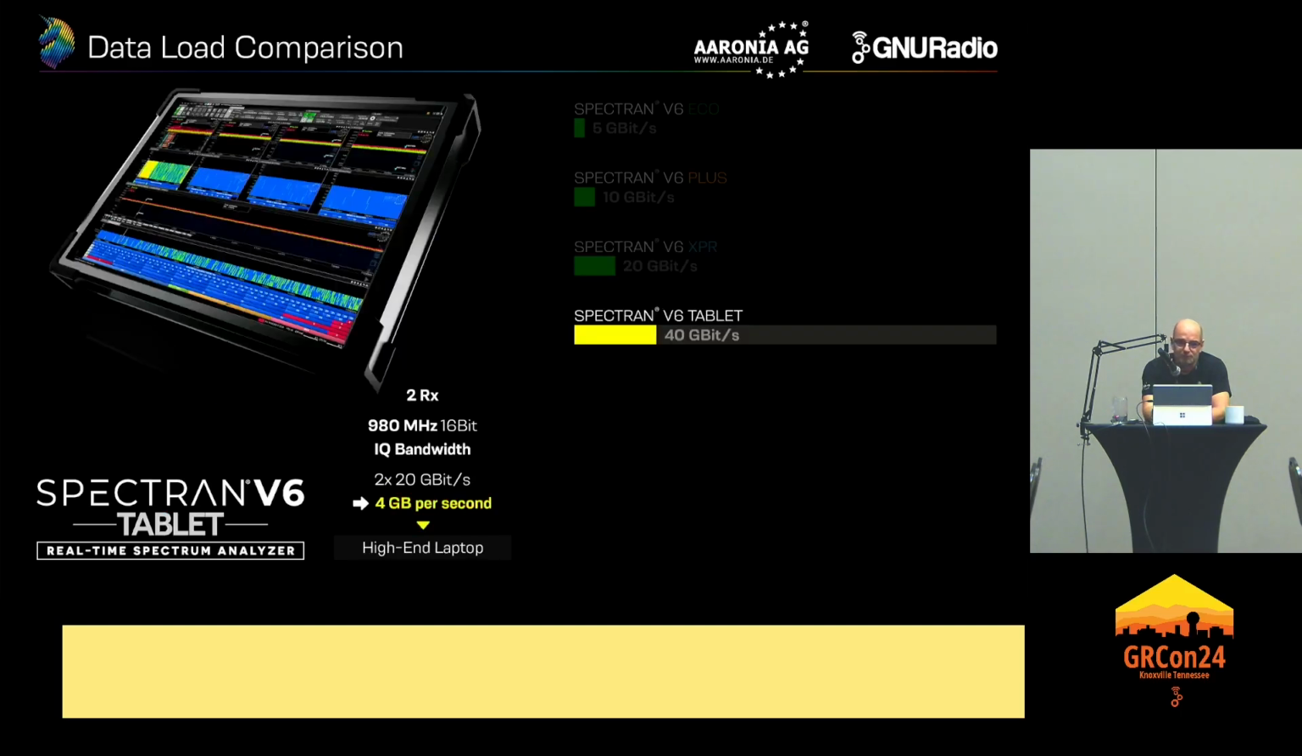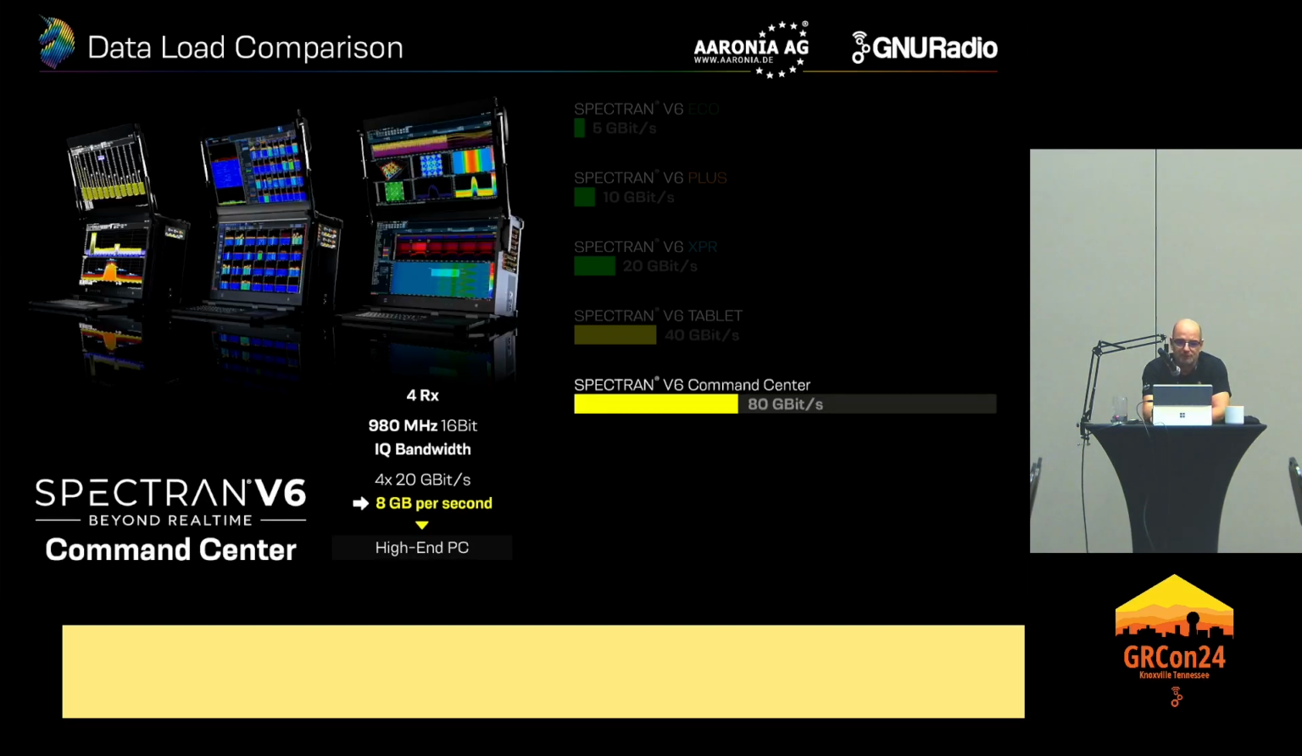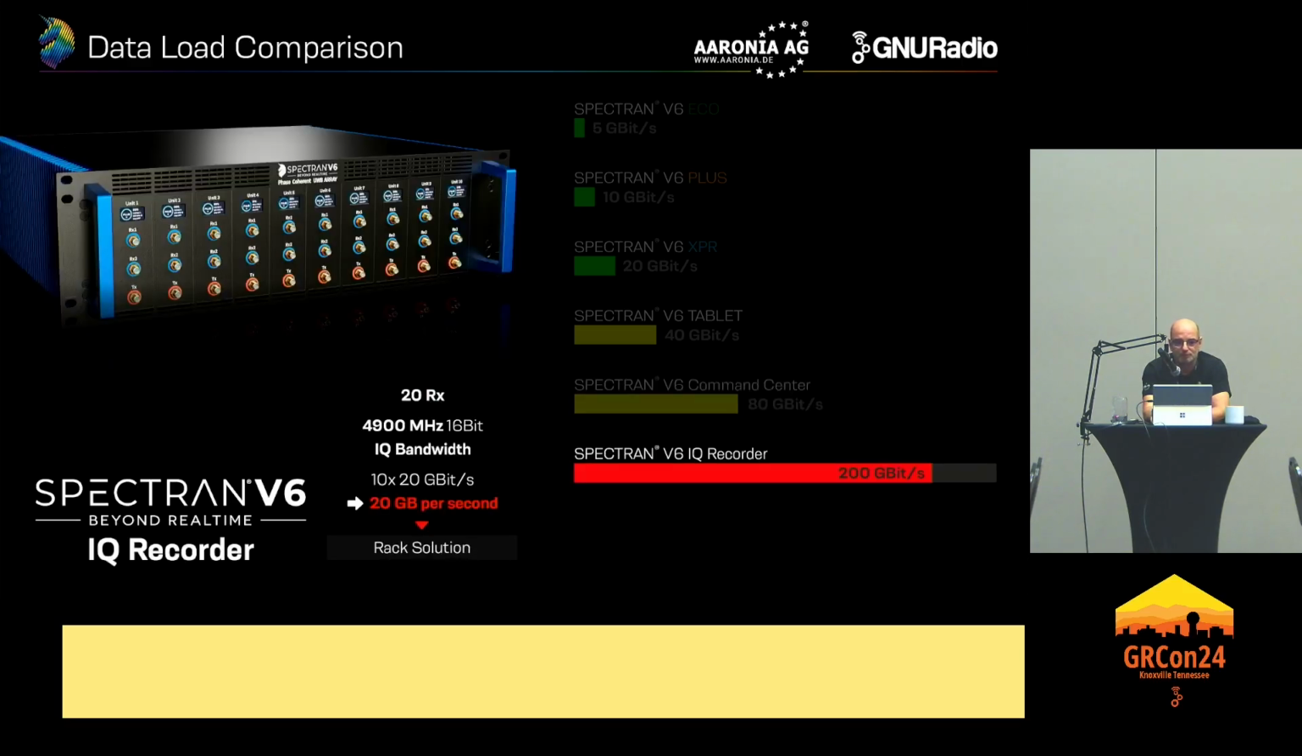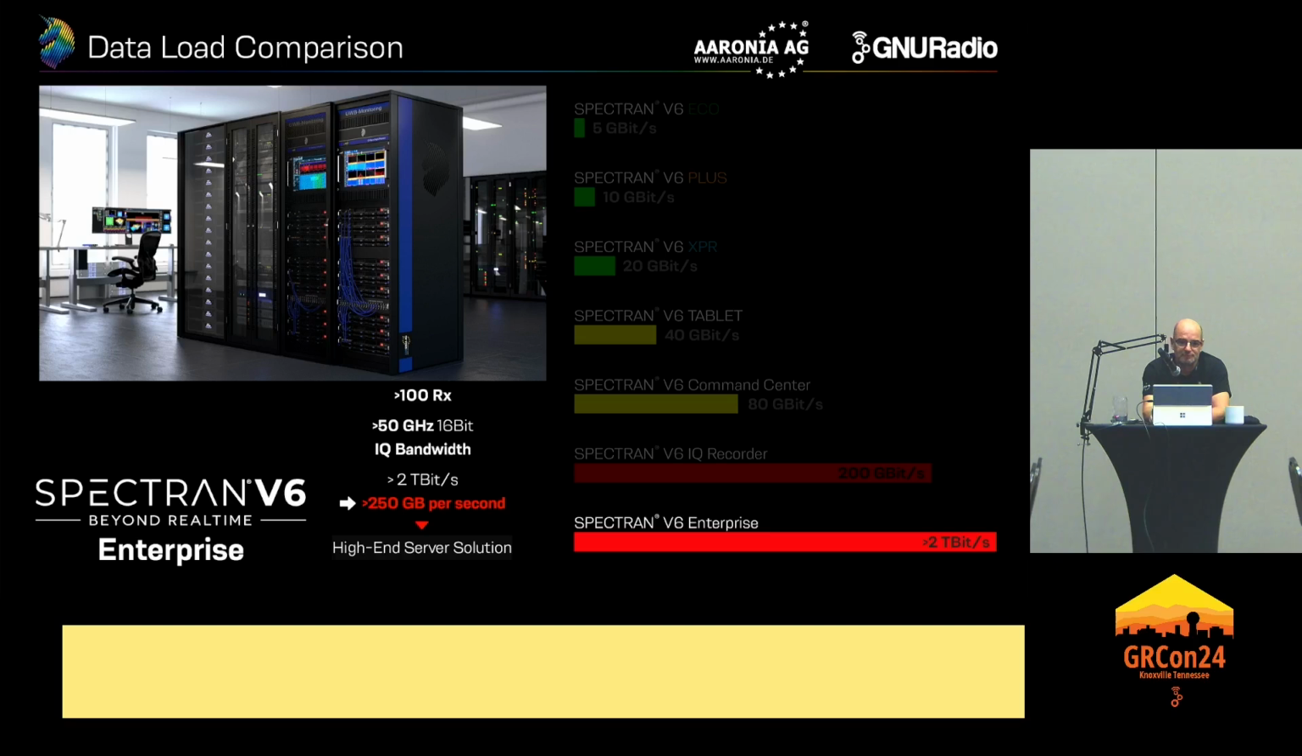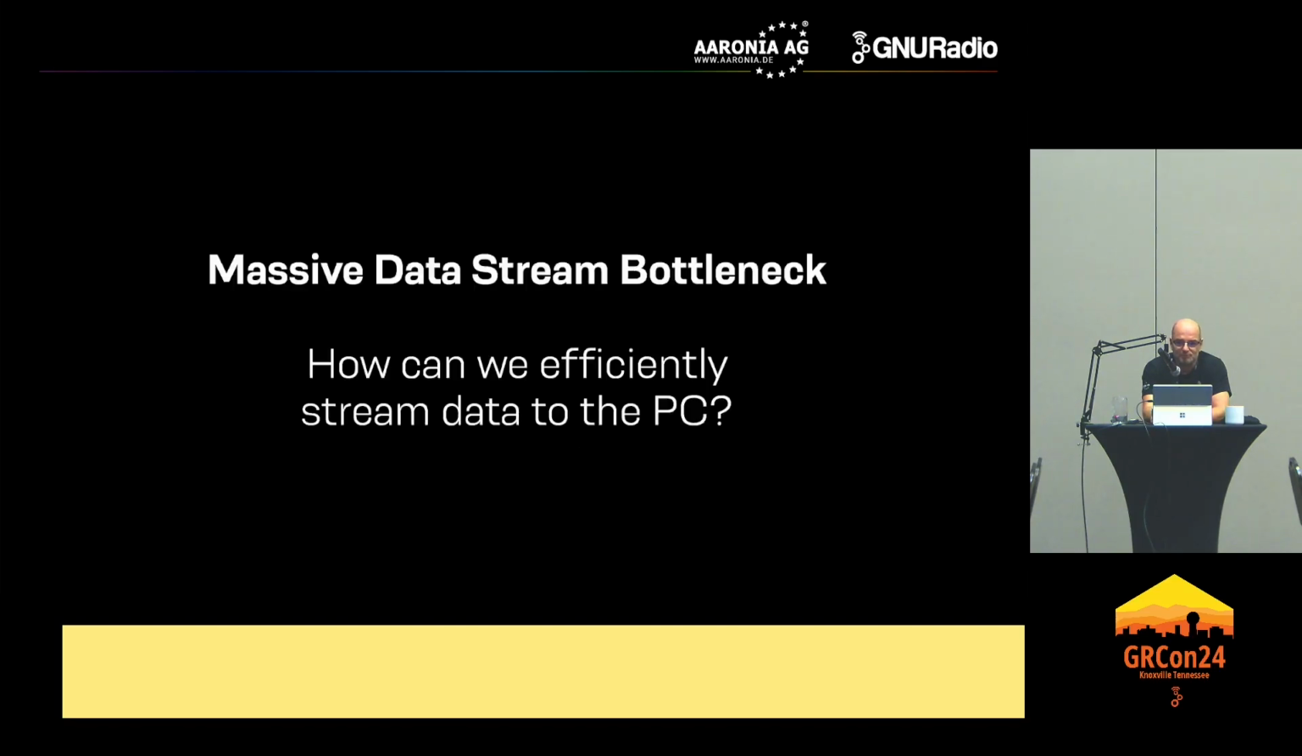It even gets worse with our tablet solutions. There we get about 4 gigabytes per second, and our command center, 8 gigabytes per second. Then recorders, 20 gigabytes per second, and the 19-inch racks are really the killer. Then we have 250 gigabytes or more per second. I think SETI knows about those problems. They even have much more than we have, and they are also suffering the same problem. So what do we do about it?